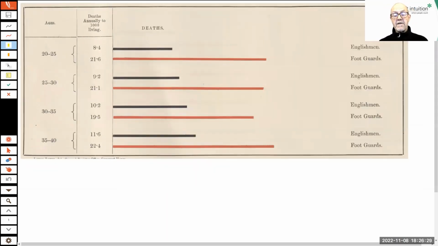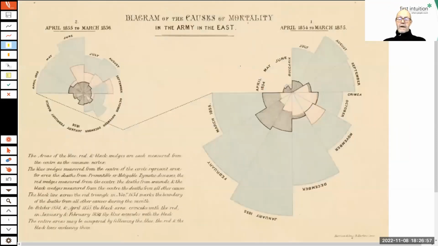So by turning those numbers just into lines, and of course, rather cleverly using the colour red for impact, foot guard soldiers, look at that, you can see massively more likely at all ages not to live the year out than ordinary people. And ordinary people didn't have the best life expectancy in the 1850s. So that's one example. The next example of Florence Nightingale's work, this one's a little bit gruesome, I'm afraid.